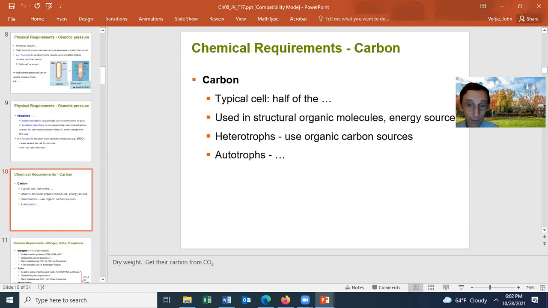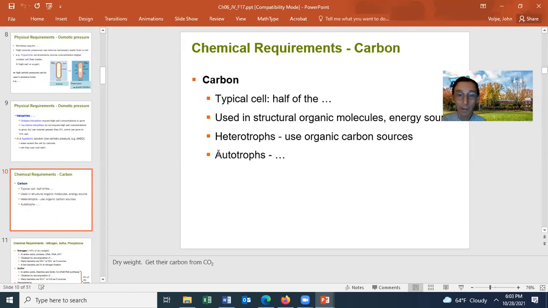Heterotrophs use organic carbon sources. Like we are heterotrophs, we have to get our carbon from something we eat. An autotroph, on the other hand, can get their carbon from CO2, either in the air or dissolved in the water. A green plant is, for example, an autotroph.